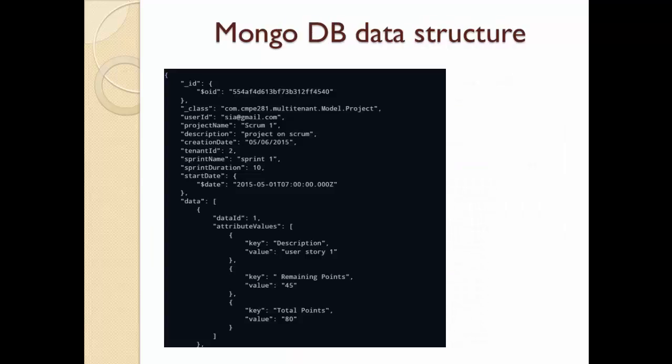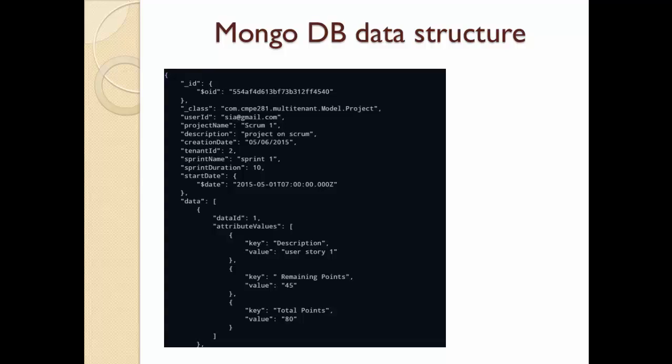Now I will discuss something more about the MongoDB data structure that we are using for our application for storing all kinds of data coming from the different users. This is an example of one document of the project collection, and this is the example for the data of Scrum as a tenant type. That's why we are storing a sprint name, sprint duration and start date in this document, because we are keeping track of one sprint at a time.